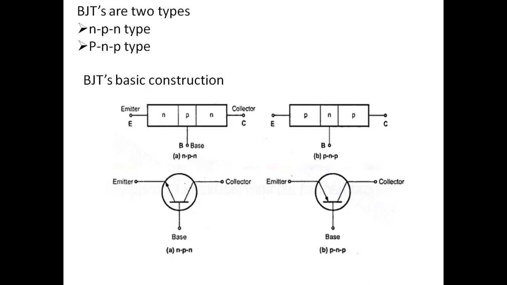Coming to the PNP transistor, considering the N-type material, on both sides of the N-type material we will attach the P-type material by using the alloying method or diffusion method. And below these figures, you may observe the symbols.